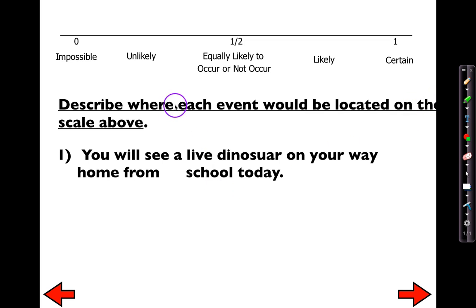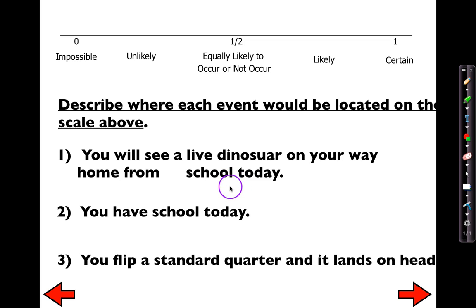It says here, number 1, you will see a live dinosaur on your way home from school today. If you're serious, you know your answer is impossible. Okay, because dinosaurs are extinct. Number 2, what are the chances that you have school today? Well, guess what? In class, you are currently here today, so we're going to go ahead and say certain. Given if you are watching this at home, this is going to be a little bit different, but I'm assuming you're in class, you definitely had school today.